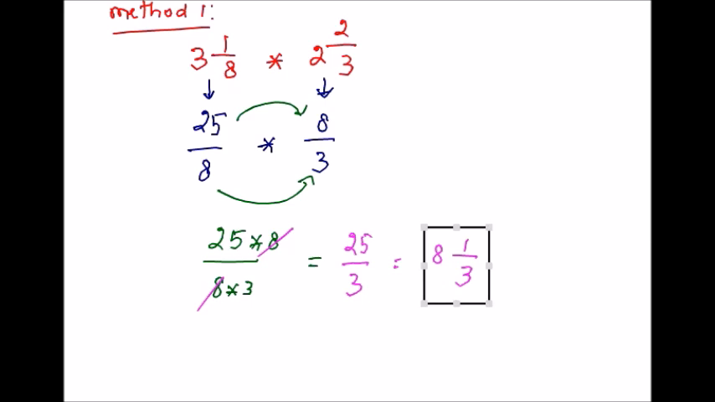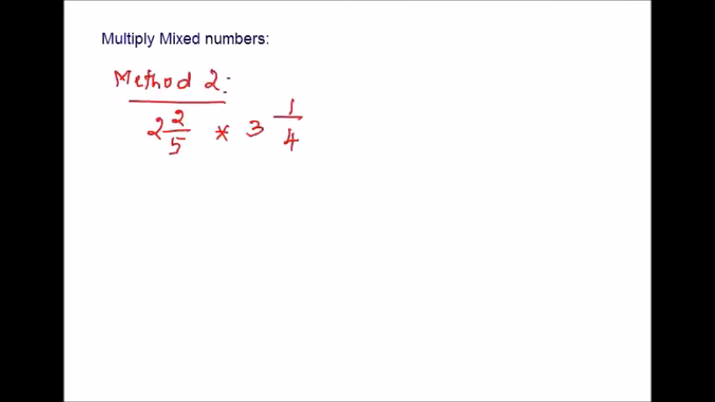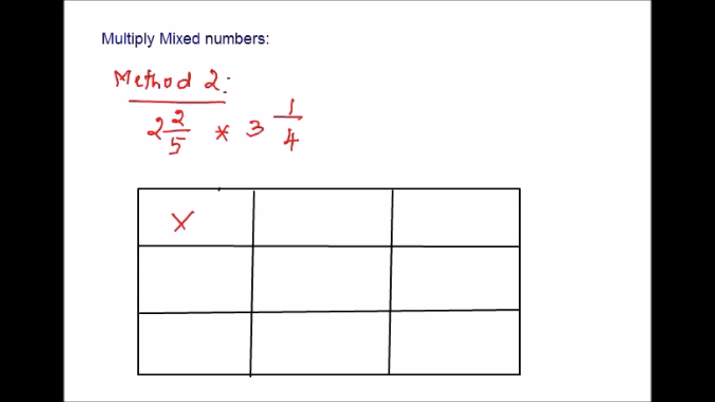Let us now move on to method number 2. The name of this method is area model. Okay, let me take some example and show you. If you like drawing diagram to help you determine solution, then you might like this method better. Let us start by drawing a model that has a spot for the whole number part and a spot for the fraction part of each mixed number. Let me draw it on the board.